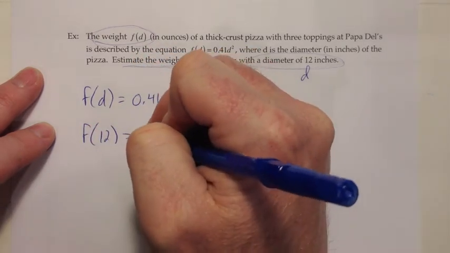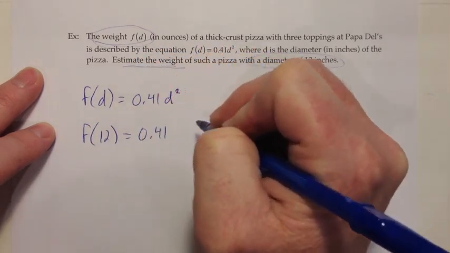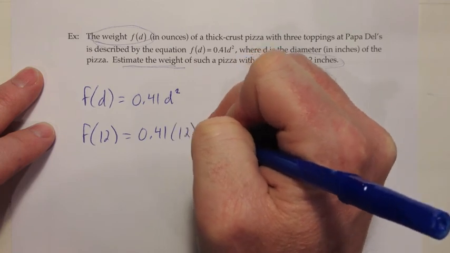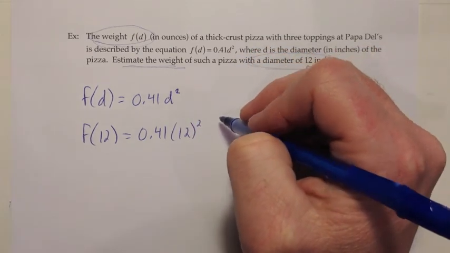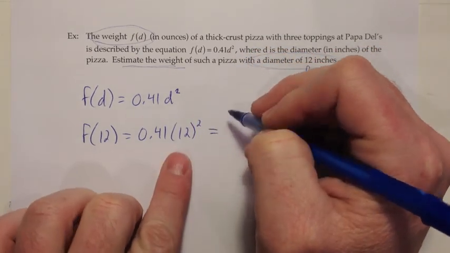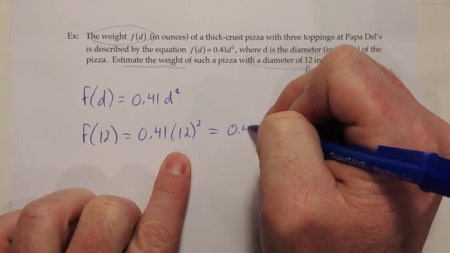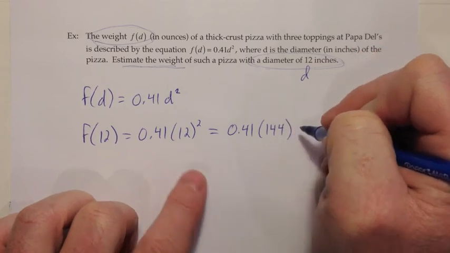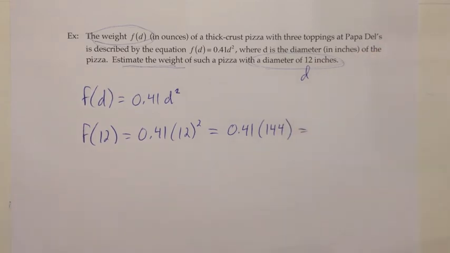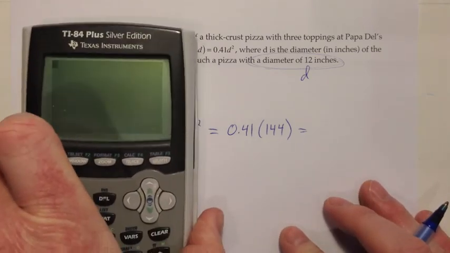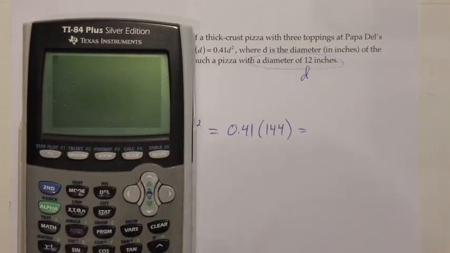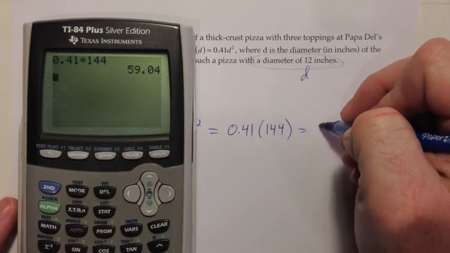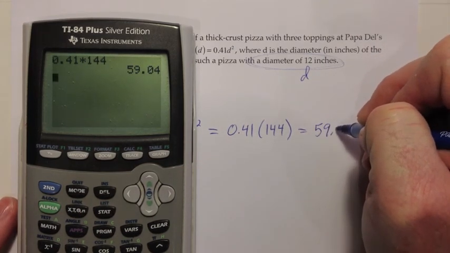And we would do that by plugging the 12 in. So 0.41 times 12 squared. And one way we could do that is do a little work in our head. If we take the 12 and square that, we would get 144. And then at this point, I would go ahead and just move over to the calculator. Let me bring that in and just do that multiplication. So 0.41 times 144 is 59.04.